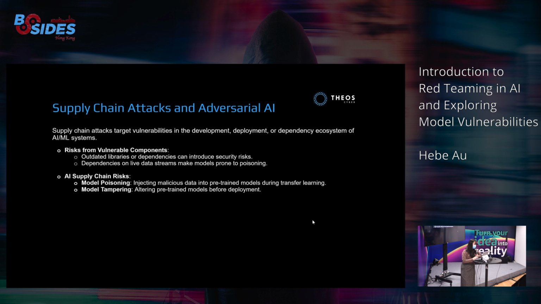Now, supply chain attacks and AI. Supply chain attacks target vulnerabilities in the deployment and dependencies of the AI or ML system. If you use vulnerable components, of course you will have a security risk. For example, LangChain, I believe some of you must know what LangChain is. LangChain has a CVE that allows people to inject some Python code, which will then be executed in the system.